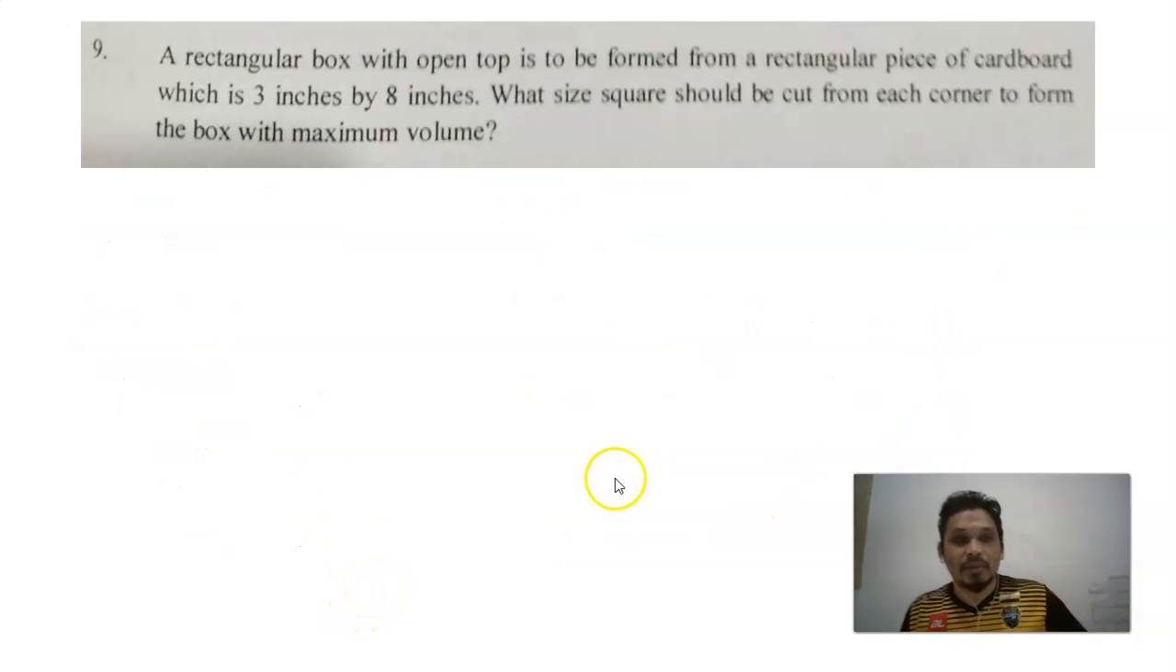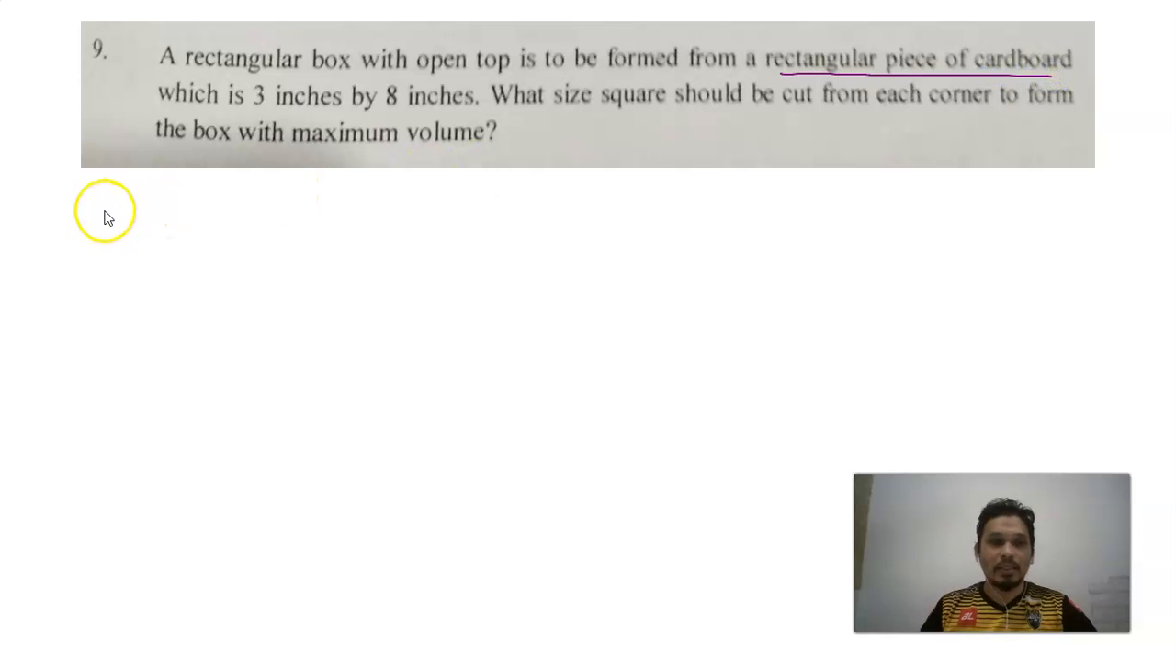A rectangular box with open top. Okay, class, a rectangular box, open top, formed from a rectangular piece of cardboard, meaning that we are going to cut a piece of cardboard, a rectangular piece of cardboard. It will be something like this, rectangular.